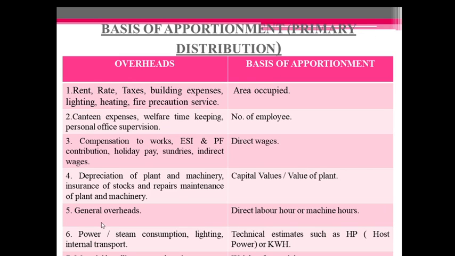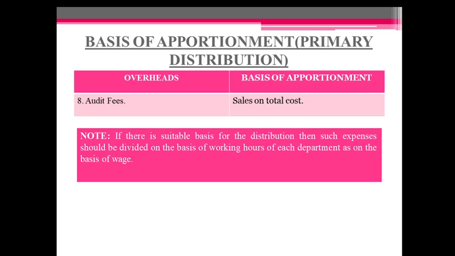Next, material handling or storekeeping. We apportion these on the basis of the weight of material. Next, audit fees. These audit fees we apportion on the basis of sales or total cost. Like this we have to apportion in the primary distribution whatever overhead is given.